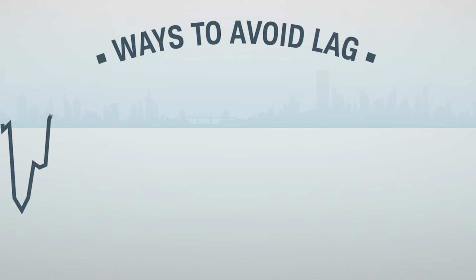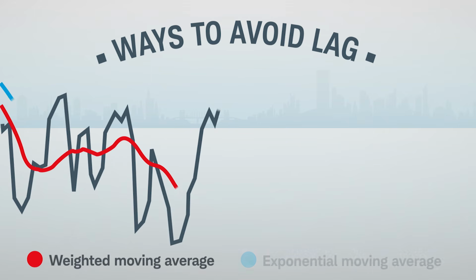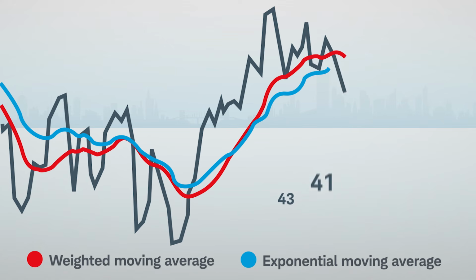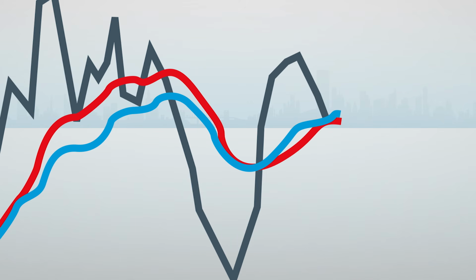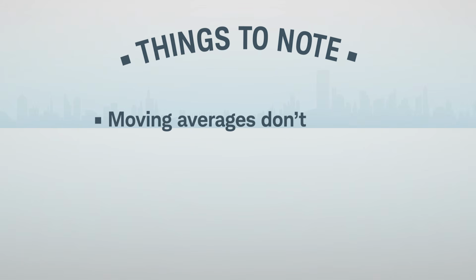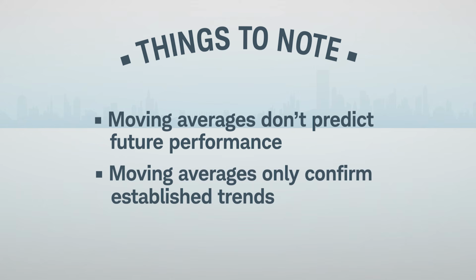To avoid lag, consider using another analysis, such as a weighted moving average or exponential moving average. These types of moving averages consider recent data the most relevant and give it more weight. Consequently, these types of moving average lines react quickly to the security's price changes. This is helpful for active traders who want to place short-term trades. It's also important to note that moving averages don't predict future performance. They only confirm established trends.